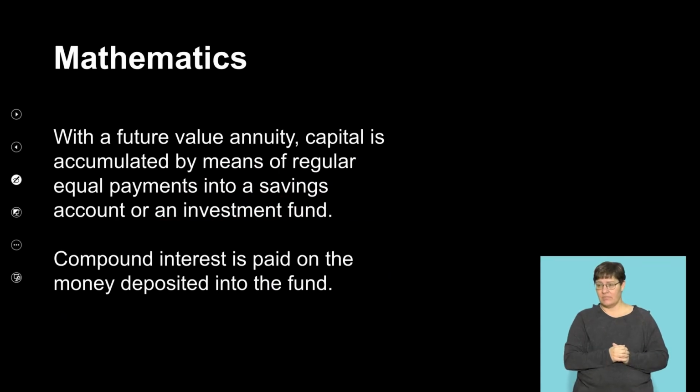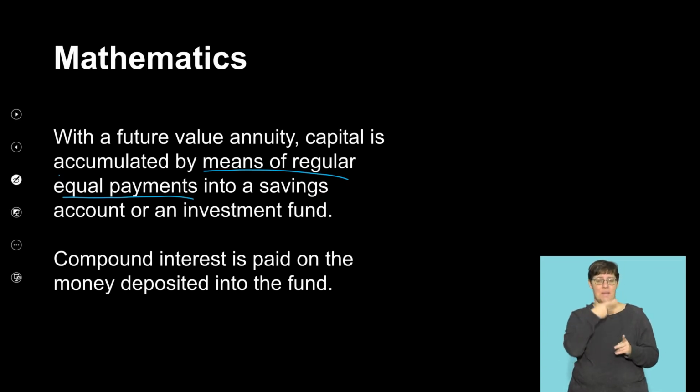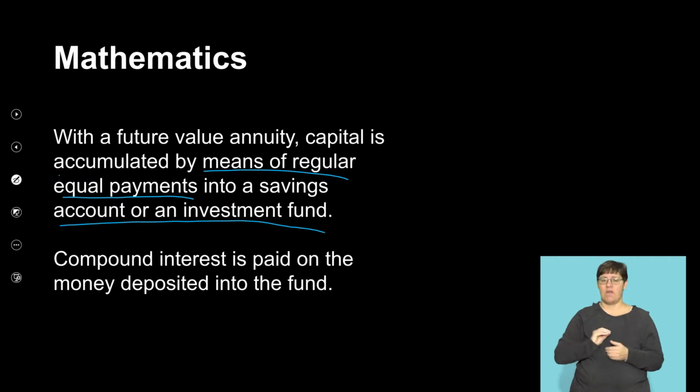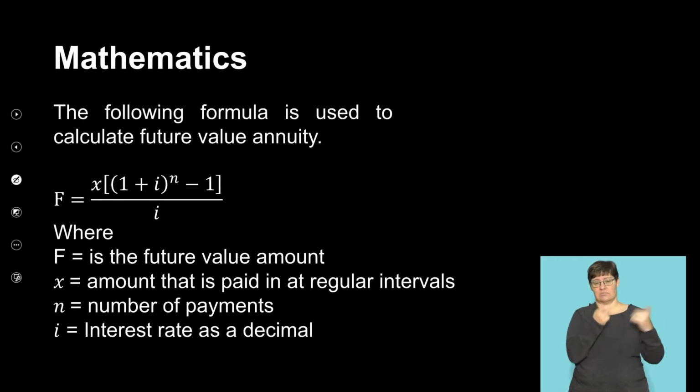And then also with a future value annuity, capital is normally accumulated by means of regular equal payments into a savings account, which we just said, or an investment account. And this compound interest is normally paid on the money deposited into the fund. So we don't just calculate interest for the rest of your investment. As you are depositing, that's how they calculate the interest.